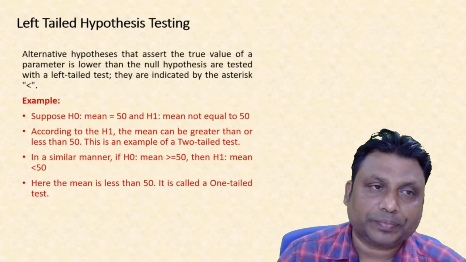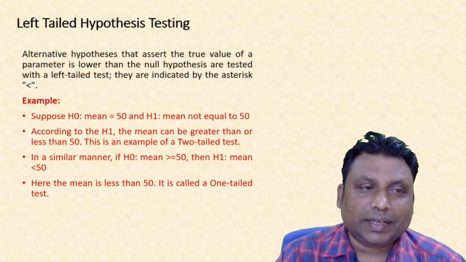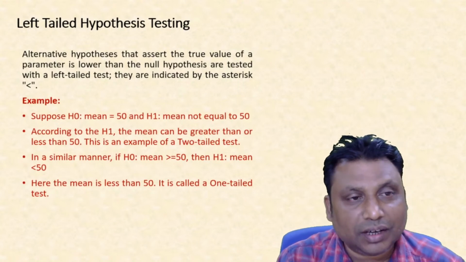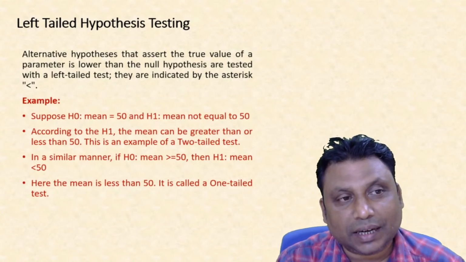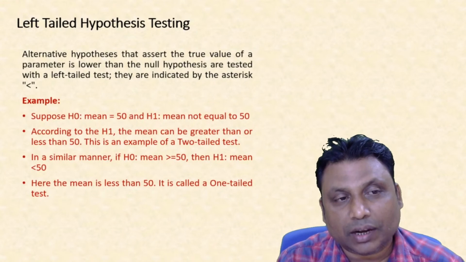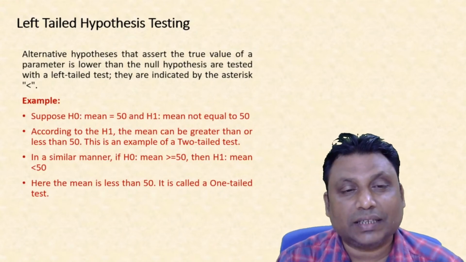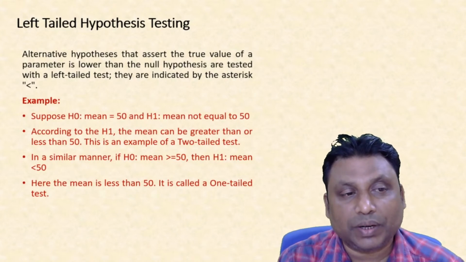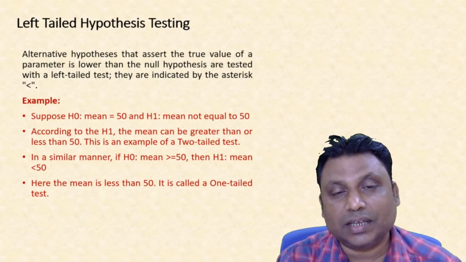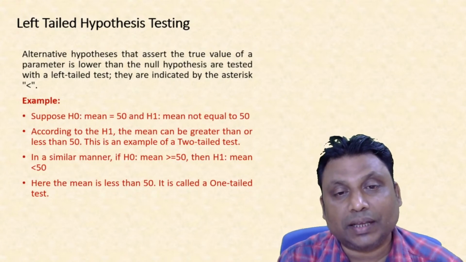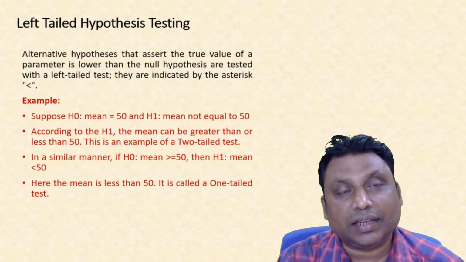This is a good example. So what is your left tail test? Similarly, when only less than is there, we can say this is your left tail test. If less than or equal to is given, we cannot say this is the left tail test; only the less than sign. Alternative hypotheses where the value of the parameter is lower than the null hypothesis are tested with a left tail test. They are indicated by the less than sign.